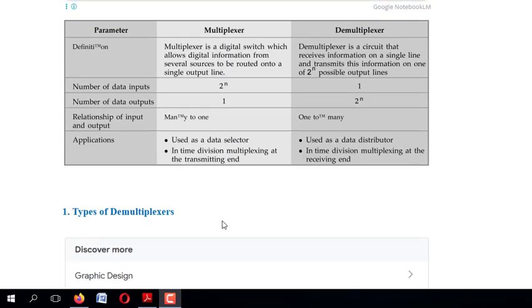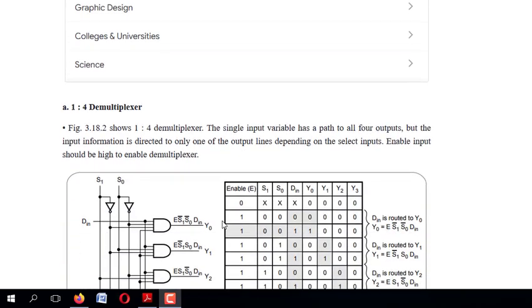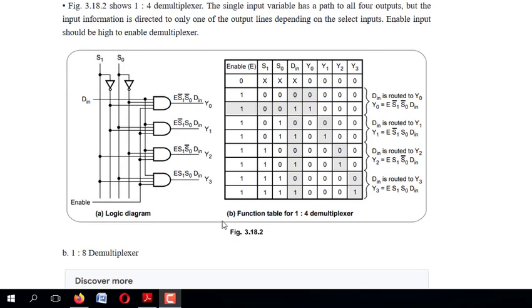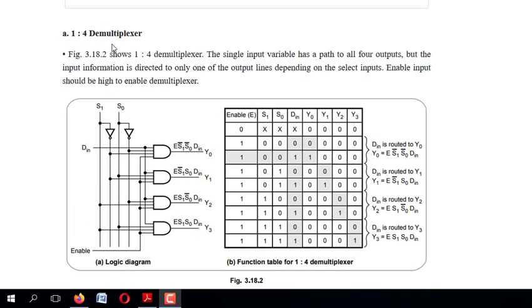So let us see the types of demux. First is the 1:4 demultiplexer. See here, only one input is there and 4 outputs here. In order to get 4 outputs, 2 power 2 is 4. That is 2 power n outputs. Instead of n, we can substitute 2, because 2 power 2 is 4. That 2 is nothing but your selection lines. Here the selection lines we can term as S0 as well as S1.